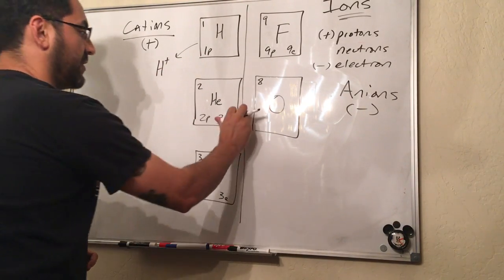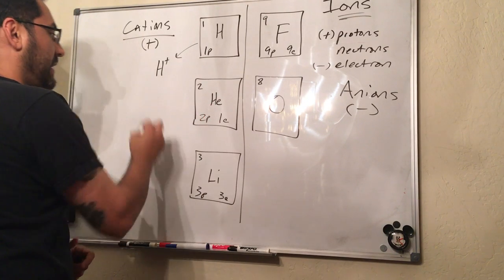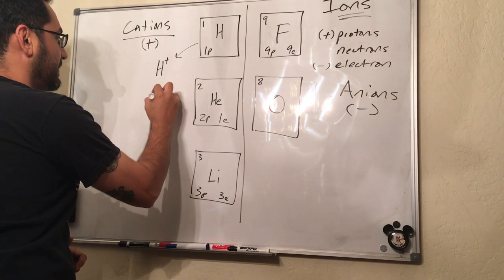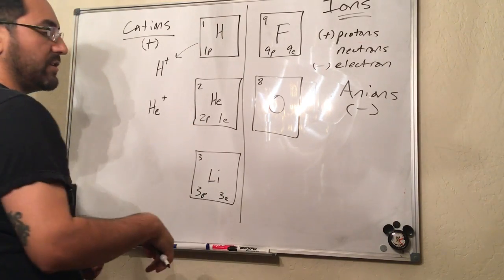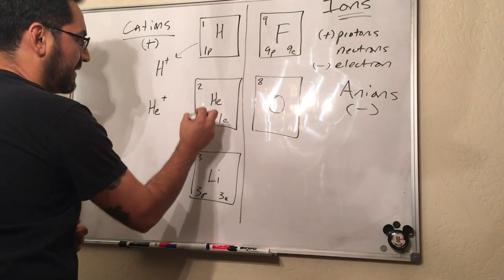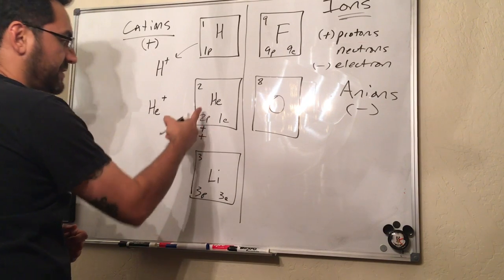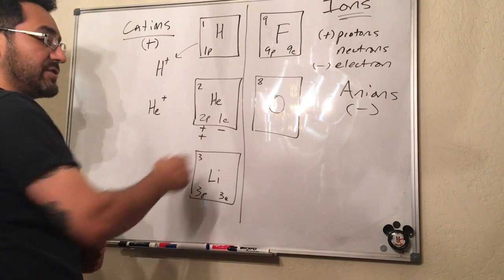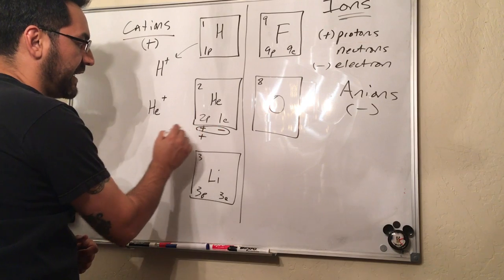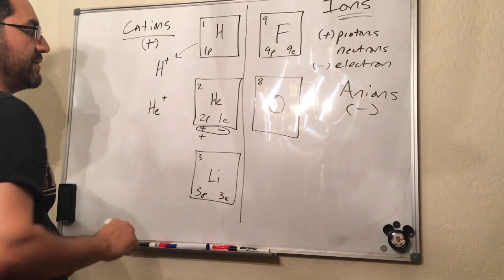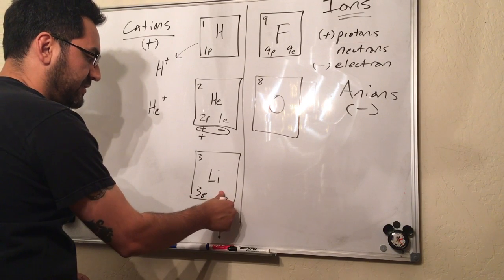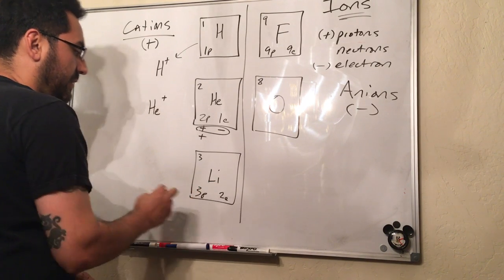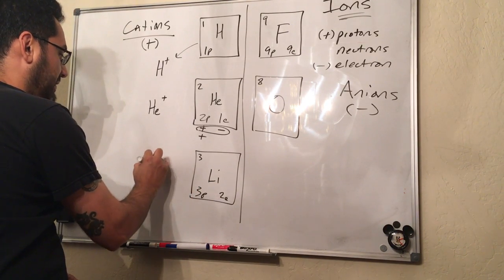Helium losing an electron now becomes helium+, because it has 2 protons and only 1 electron to cancel out. You can kind of think of it as the 2 plus charges that it has and the 1 minus charge that it has. Well, one of these are going to cancel each other out, and we're left with just a plus. Lithium, 3 protons, 3 electrons. If it loses 1, it becomes lithium+.